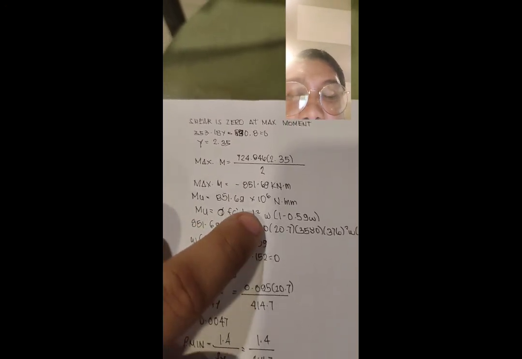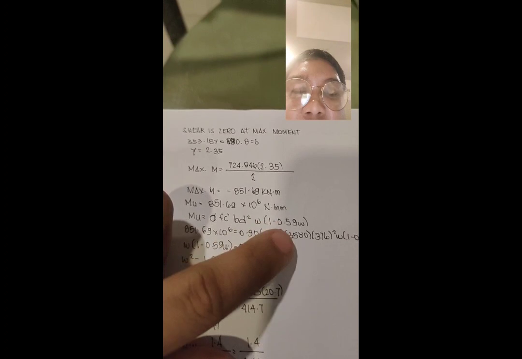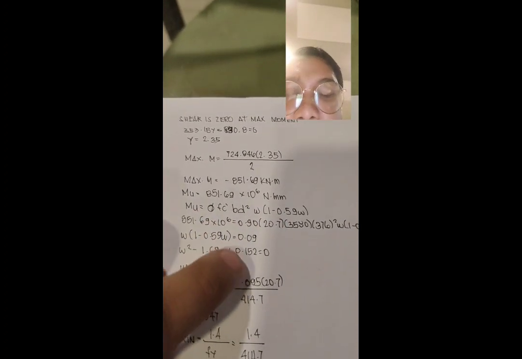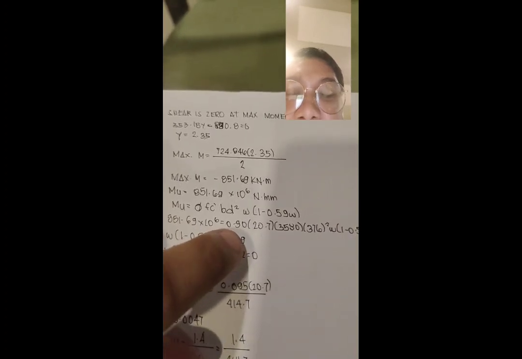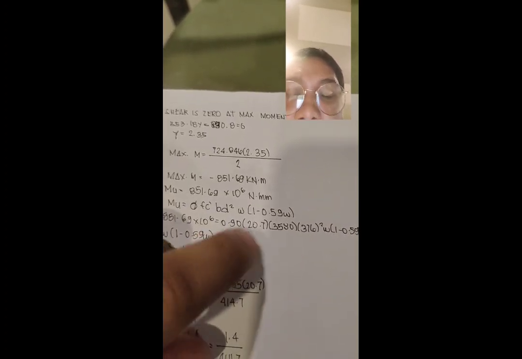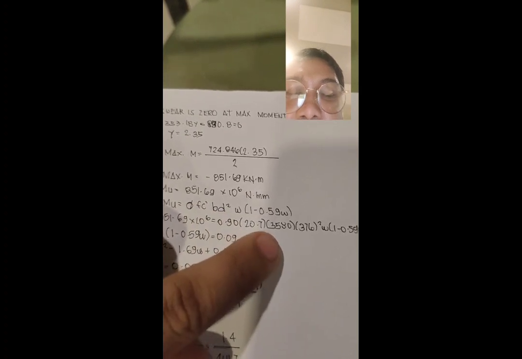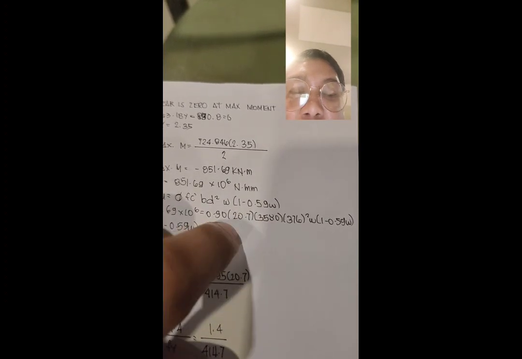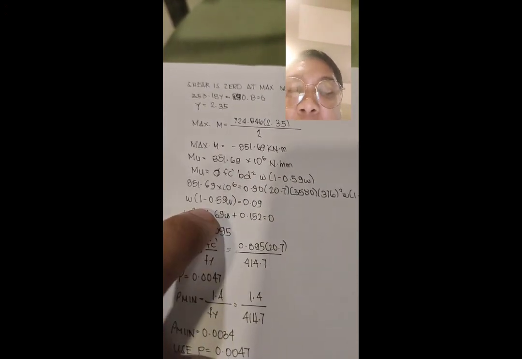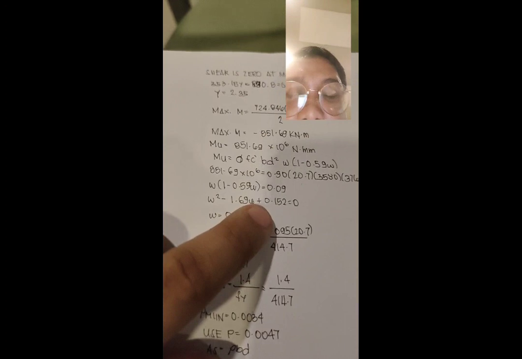So, itong formula na to, ng MU is phi, FC prime, BD square, W, times 1 less 0.59 W, we're getting the value ng W. So, substituting the values again, MU na 851.69 times 10 raised to 6 times phi natin na 0.90 multiplied ng FC prime na 20.7 and base natin na 3580 times D na 376 squared W times 1 less 0.59 W. So, transpose, equating the equation to 0, have W natin is 0.095.